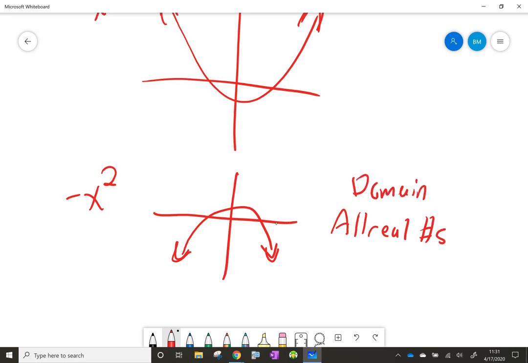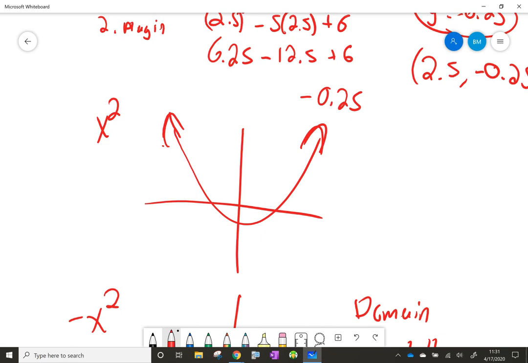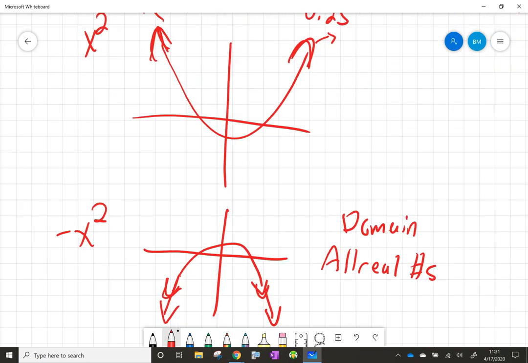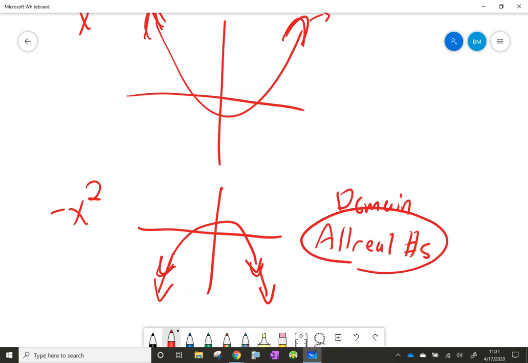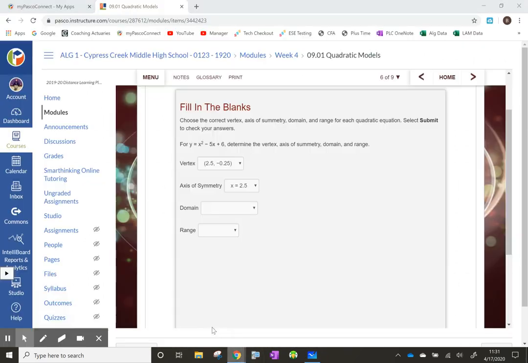Domain, remember, is how far left and right it goes. And every quadratic is going to continue to go left forever and continue to go right forever. No matter if it opens upwards or downwards, it's always going to continue branching out left, continue branching out right. So its domain will always be all real numbers. So that's for every single quadratic ever. Okay? So since it's an x squared, that's a quadratic, means it's going to have all real numbers.